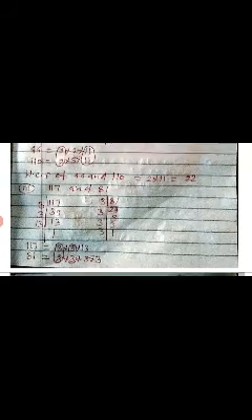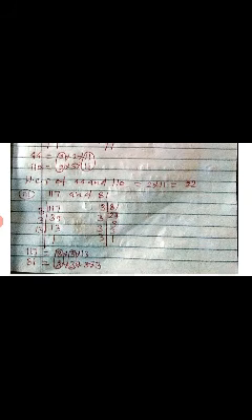Third, 117 and 81. 117 prime factorization. 3 threes are 9, 3 nines are 27. Again divide by 3. 3 ones are 3, 3 threes are 9. 13 divided by 13 is equal to 1. 81. 3 twos are 6, 3 sevens are 21, you will find 27, and 27 divided by 3 you will find 9.